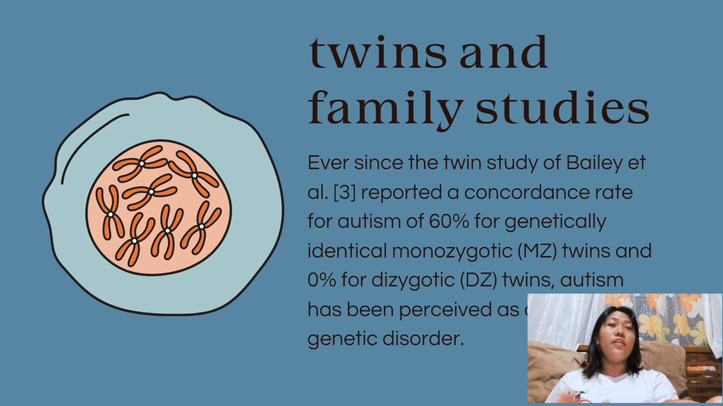Next would be twin and family studies. Ever since the twin study of Bailey et al. reported a concordance rate for autism of 60% for genetically identical monozygotic, or MZ, twins and 0% for dizygotic, or DZ, twins, autism has been perceived as a strongly genetic disorder.